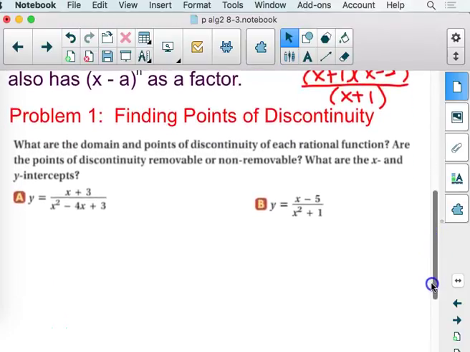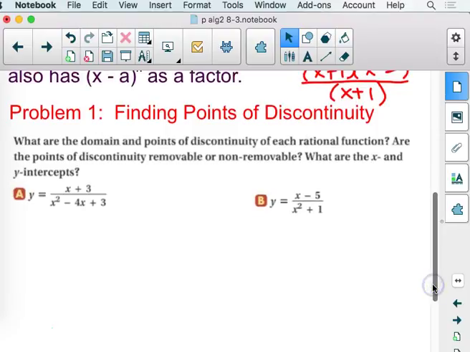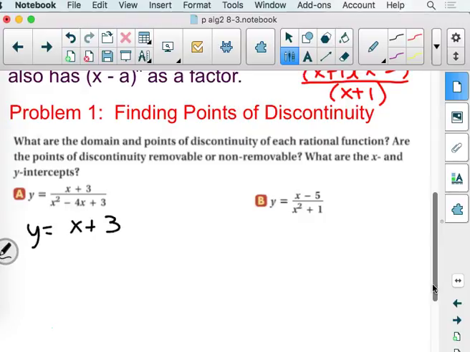Look at those monsters. Is this already factored? That's the first thing we better try, so let's try it. x plus 3 is factored. But how about x squared minus 4x plus 3? Did you already find it?